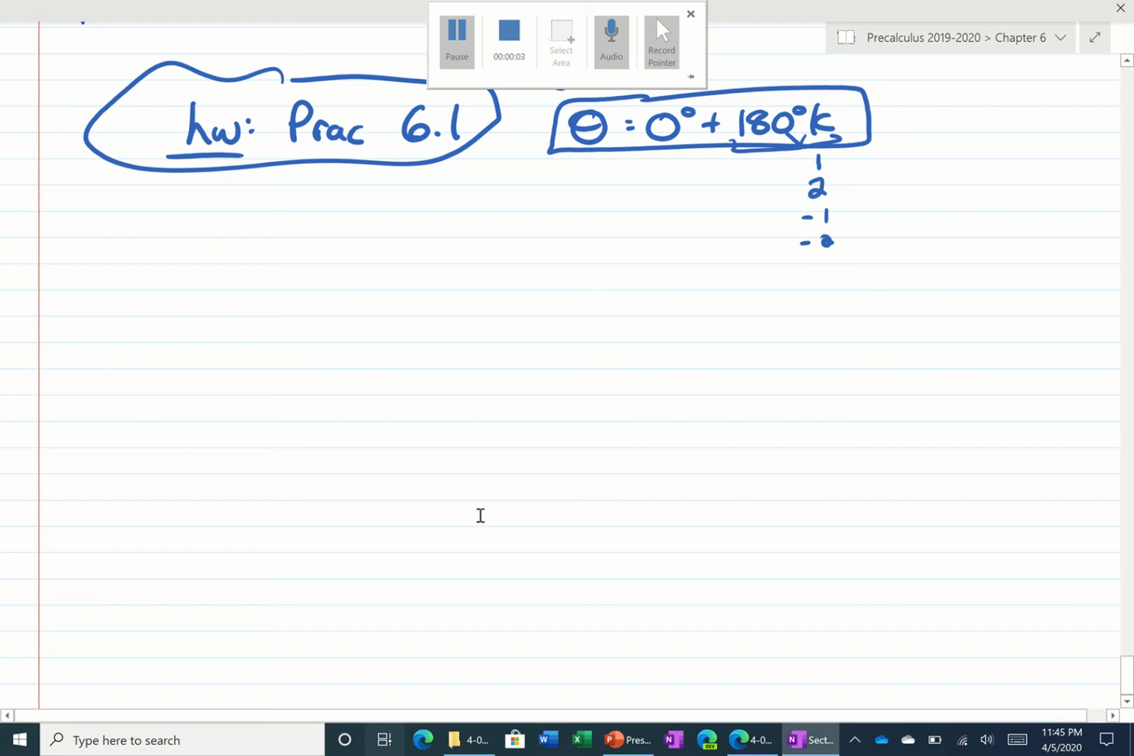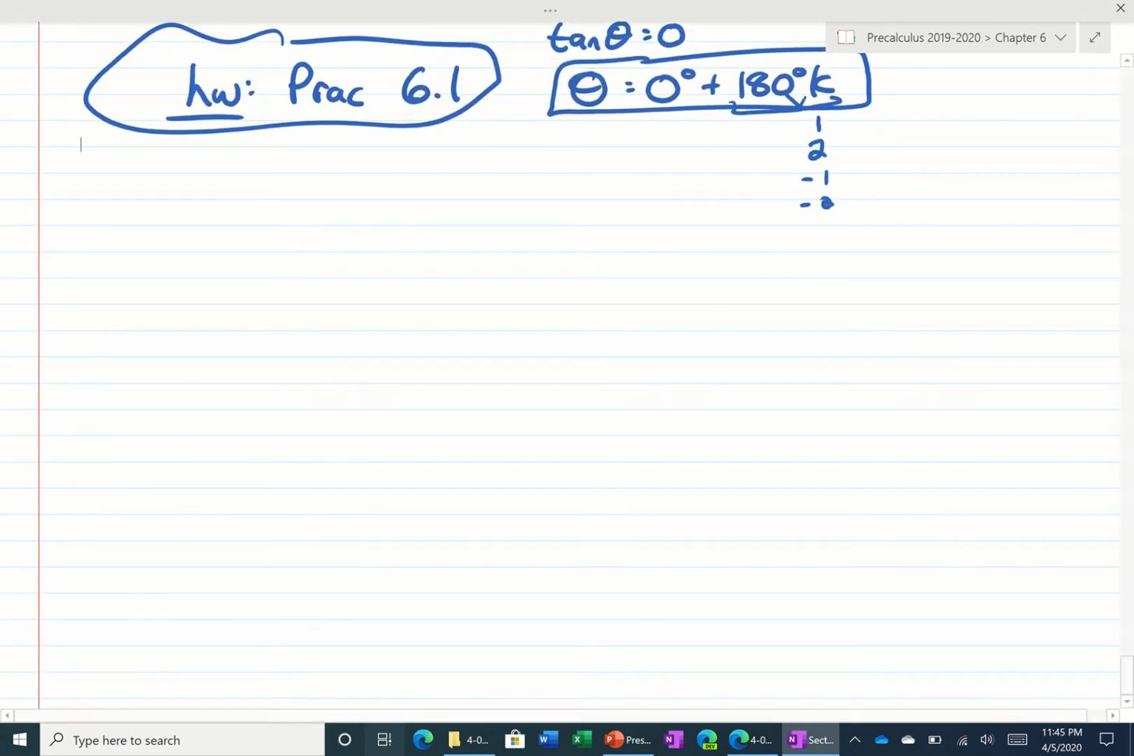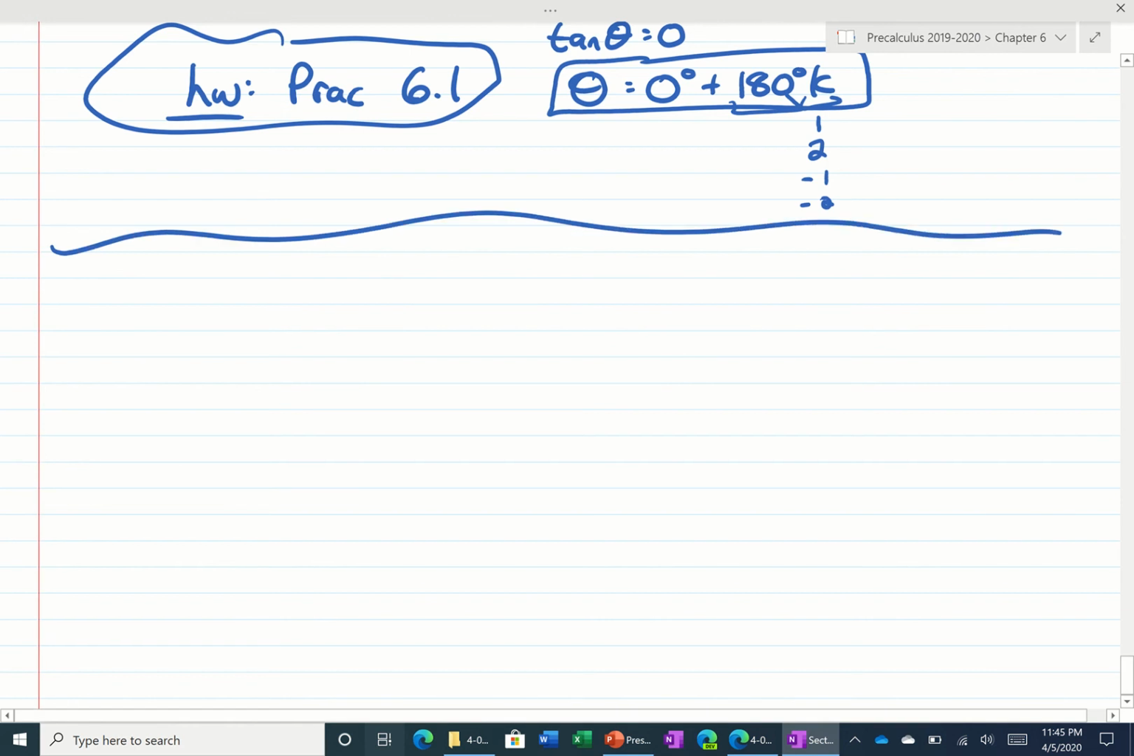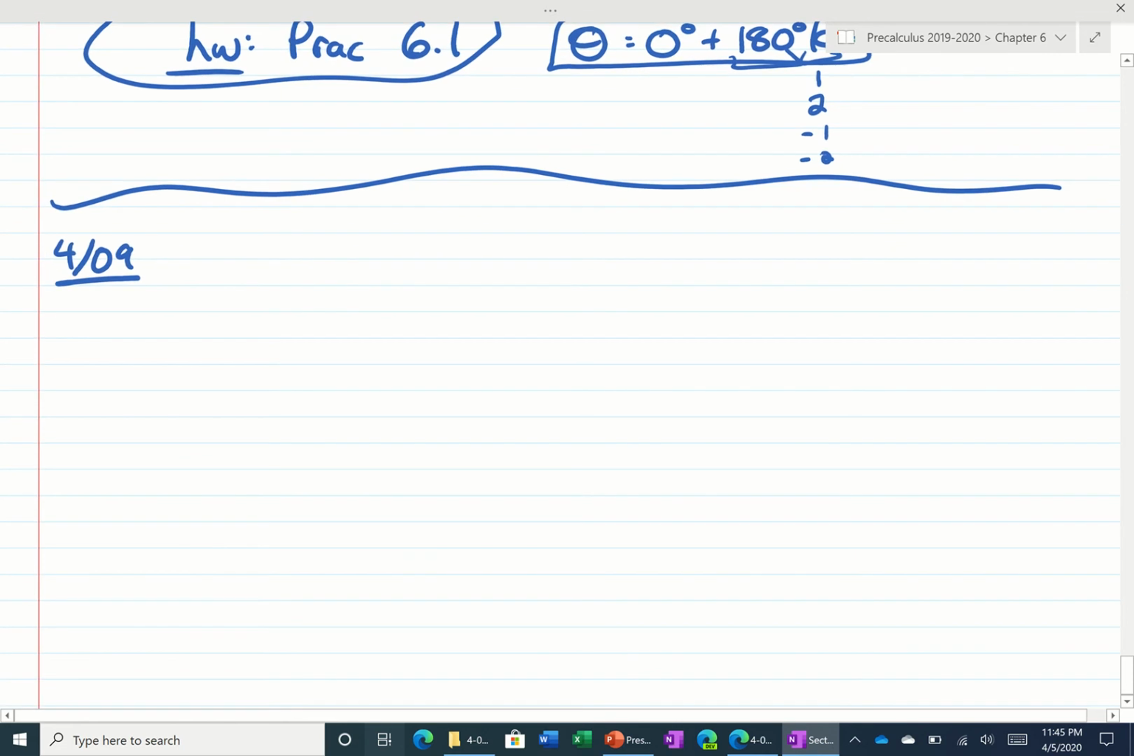All right, so I had asked you to do practice 6-1 for homework, and maybe what I'll do is do 3 from each section. Taking a look at practice 6-1, today is the 9th. You do have a short quiz later on today. And let's take a look.